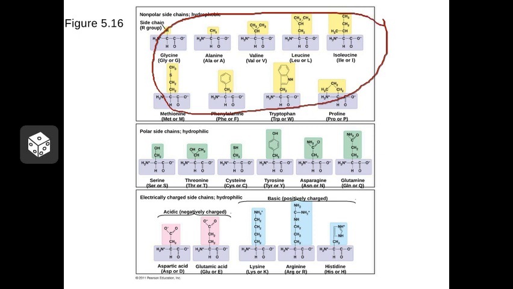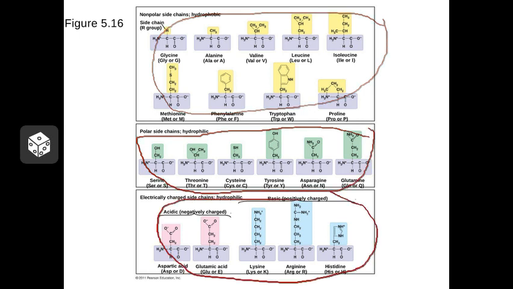In general, nonpolars only like to hang out with nonpolars. They do not like charges. Polars, on the other hand, will bond with polars. They will sometimes bond with these electrically charged guys. And the electrically charged guys will often make bonds with any amino acid that has an opposite charge.